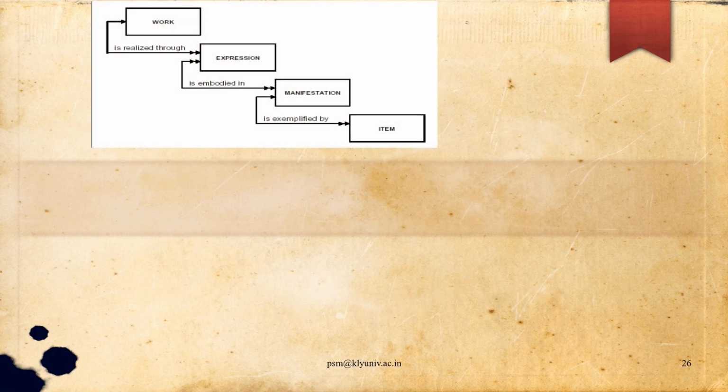So in the case of FRBR, you can see there are three groups of entities. Group 1 entities are basically work. Work is realized into expression. Expression is embodied in manifestation, and manifestation is exemplified by an item. So what does it mean?